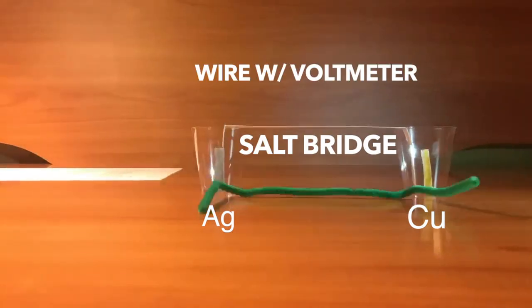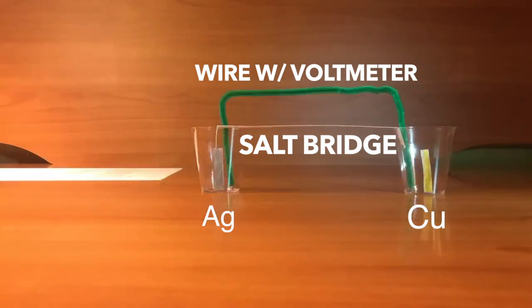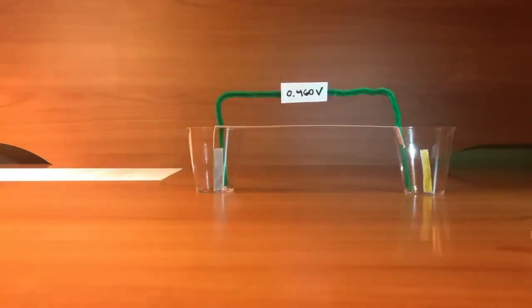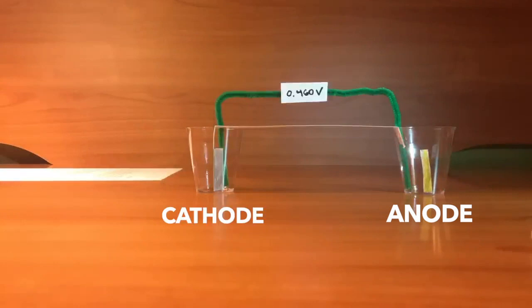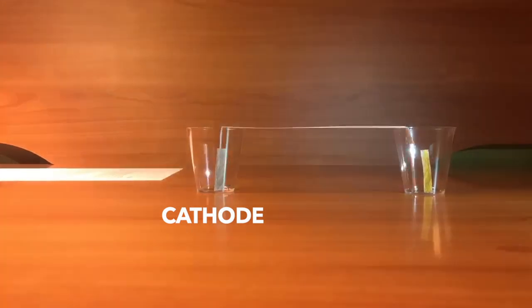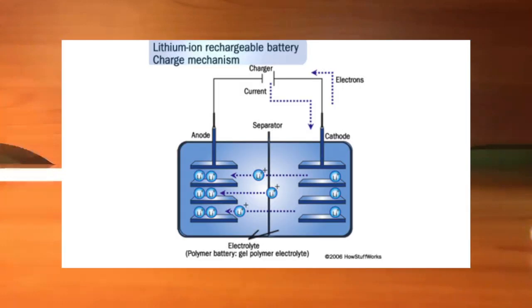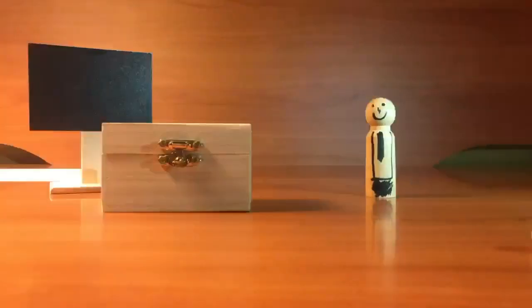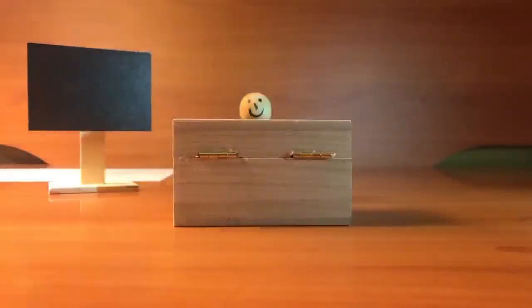Additionally, a wire connected to a voltmeter allows for electrons to flow from the anode to the cathode. In this cell, copper is the anode because oxidation happens there, while silver is the cathode because reduction happens there. Therefore, the electrons will flow from the copper to the silver. Although this example is quite basic, voltaic cells are still the basis for very powerful batteries, such as the lithium-ion batteries and Teslas. Now that you've learned all about redox reactions, let's try an example.